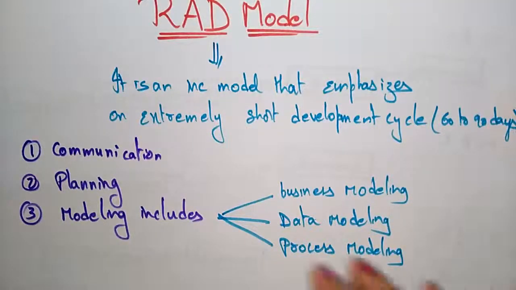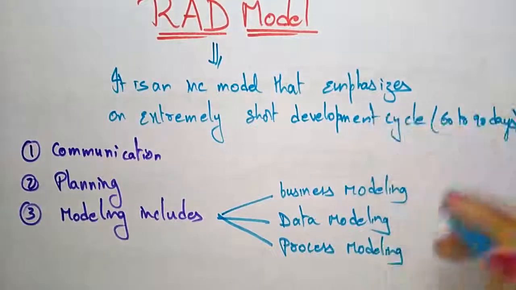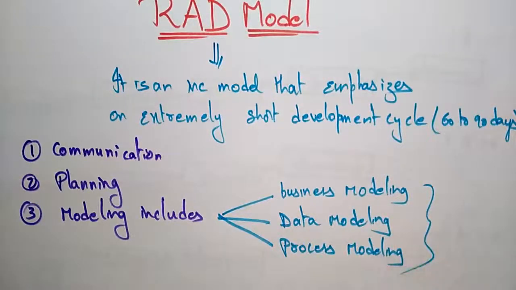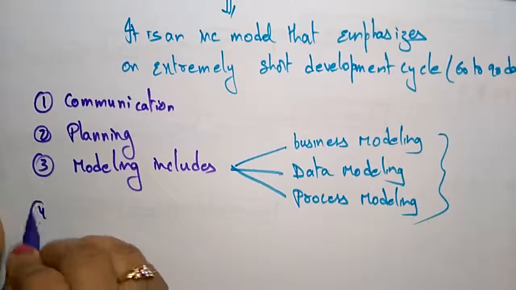Business modeling and data modeling deal with data objects that are going to be used in the data. And process modeling is where the data objects are transformed to implement business functions. So for modeling, they require all these three to implement the project. And the next stage is the construction.